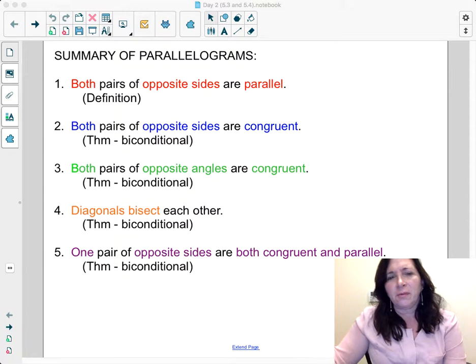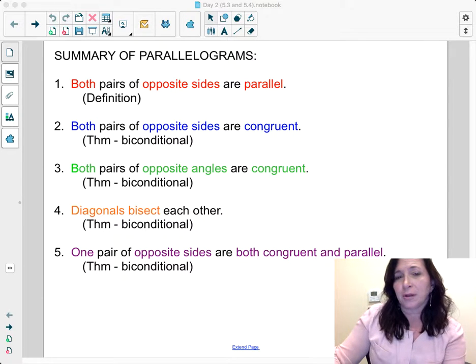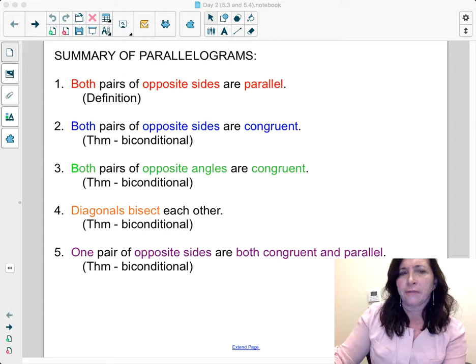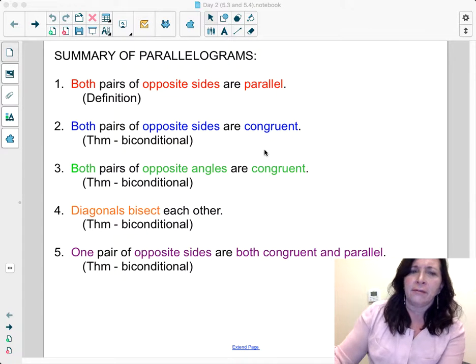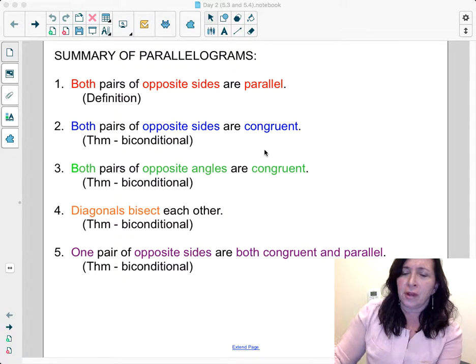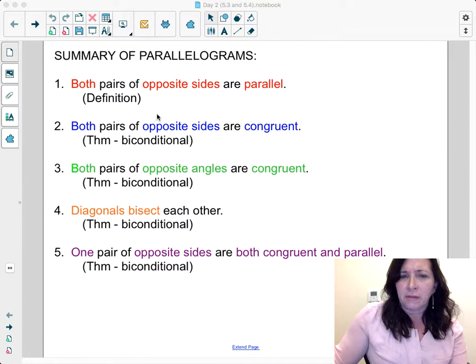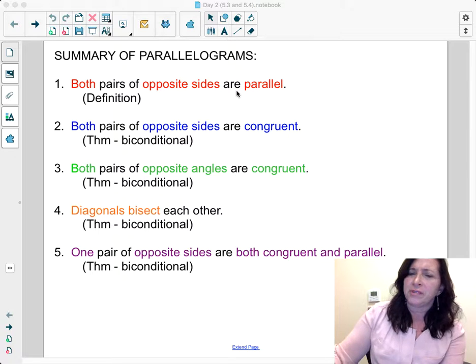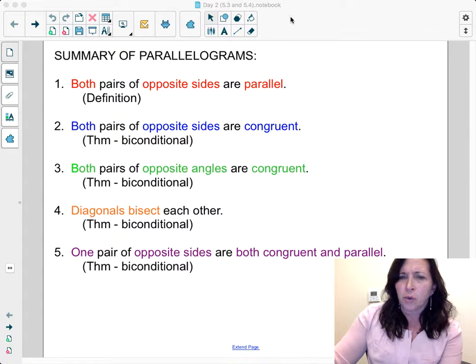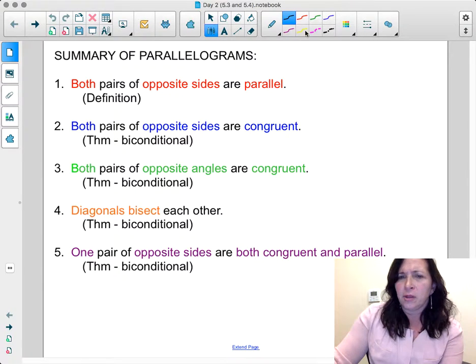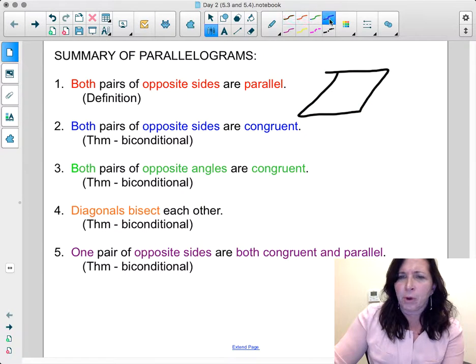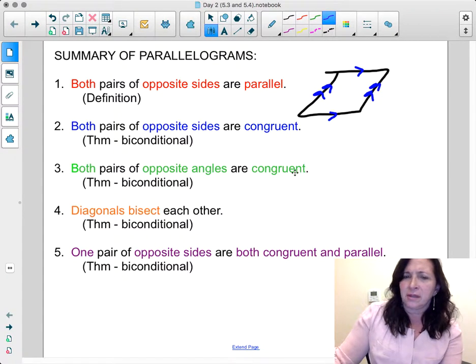Hi everyone, today we're going to be learning about special parallelograms. So we're going to start off with a review of parallelograms that we learned in the first lesson for this chapter. The definition of a parallelogram says that both pairs of opposite sides are parallel. So what you would be looking at is a parallelogram with both pairs of opposite sides parallel. So that side would be parallel to that side, and that side would be parallel to that side.